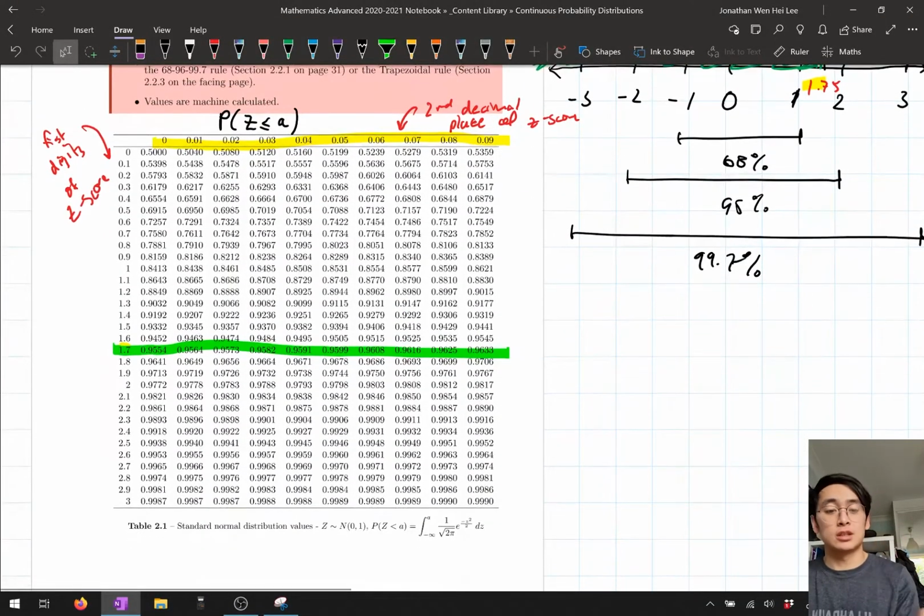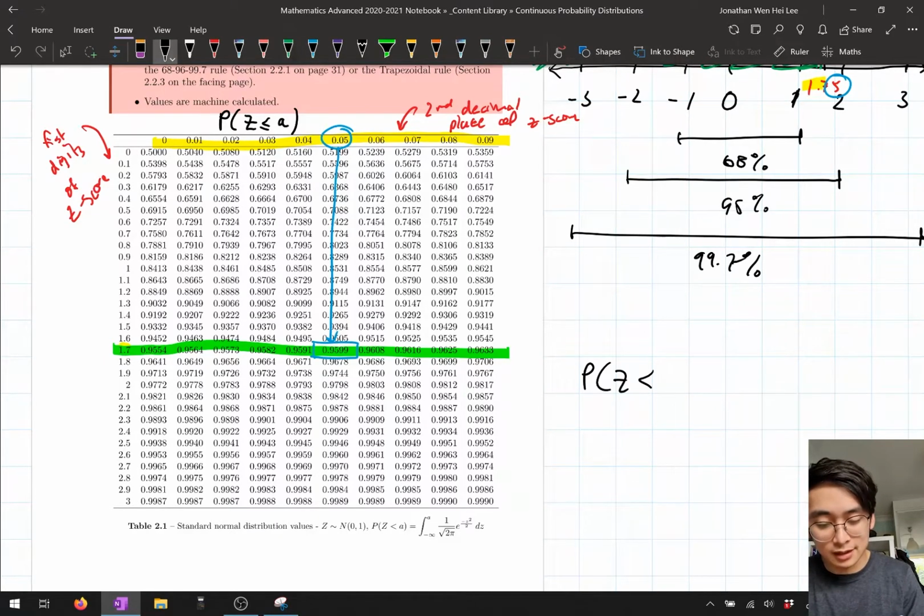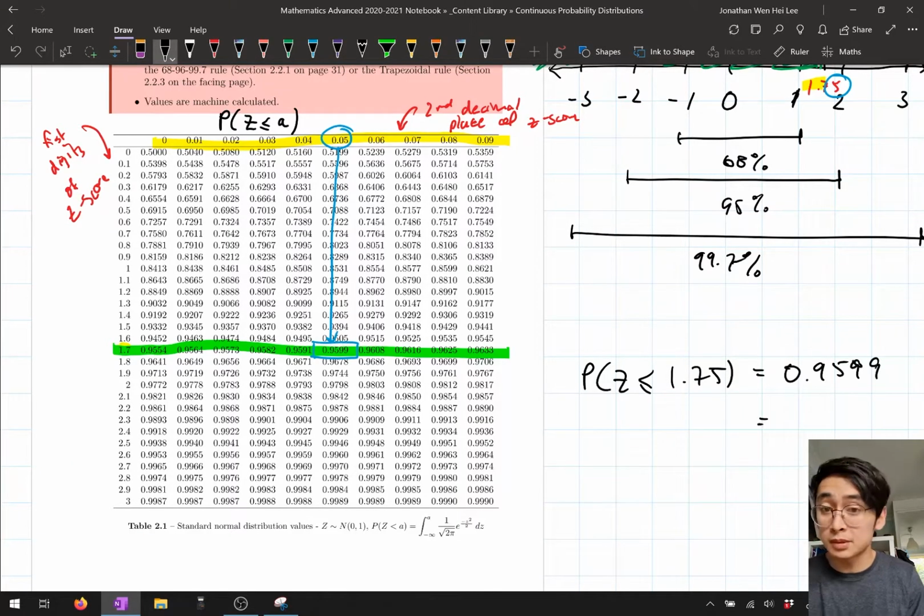Then all I need to do is look at the last digit, which is 5. So all I need to do is go to 0.05. So go along here, 0.05 is over here, and just go down. What this tells me is that the probability of a z-score being less than or equal to 1.75 is equal to 0.9599. So using percentages, that would be 95.99%.